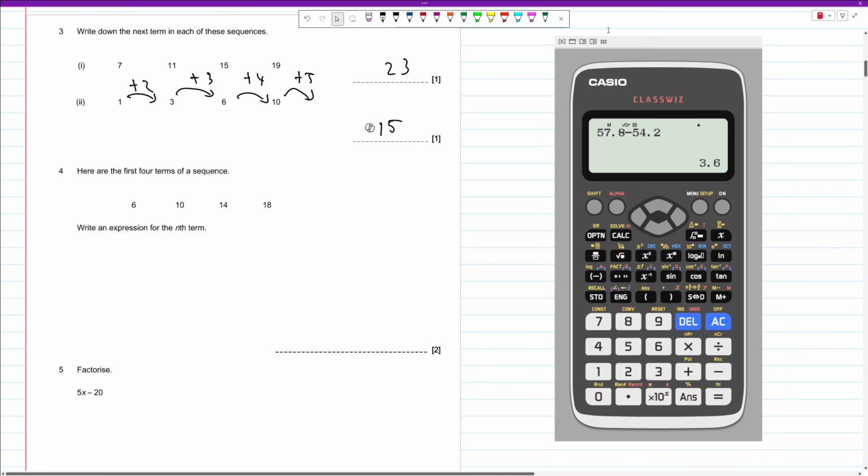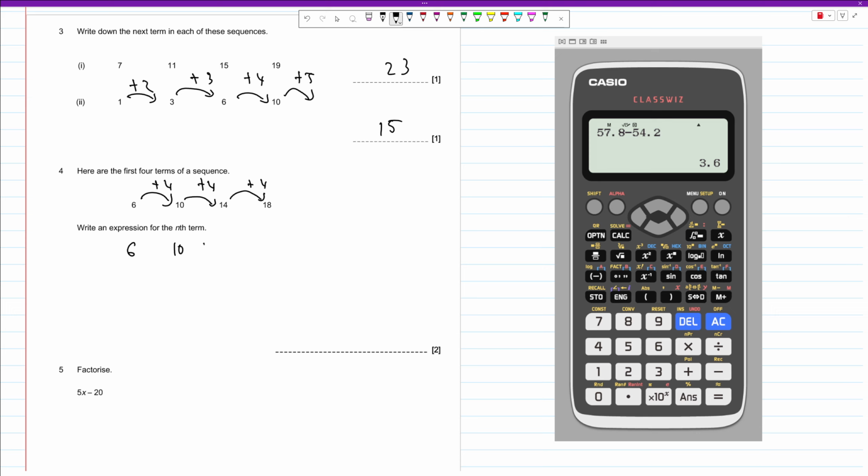Okay. Here are the first four terms of a sequence: 6, 10, 14, and 18. See, we did this in class, and the first thing that we need to figure out is what is the times table that it's following. It's following the 4 times table because it goes up in 4s each time.